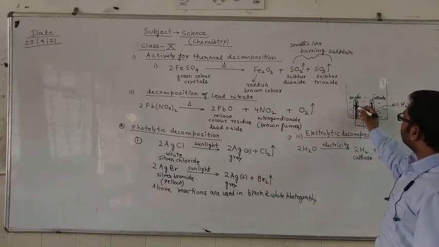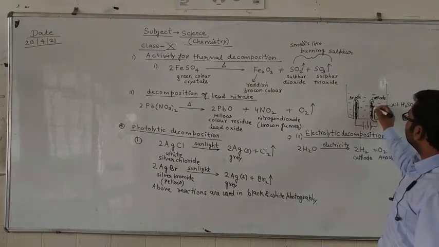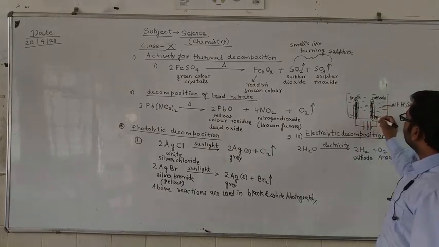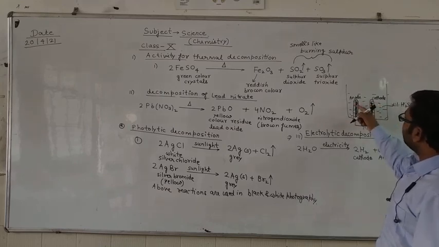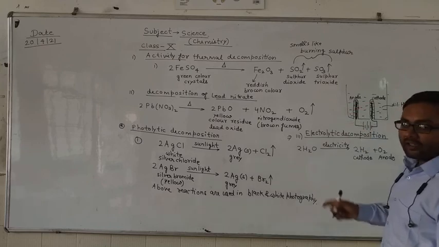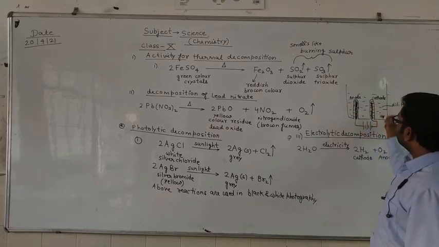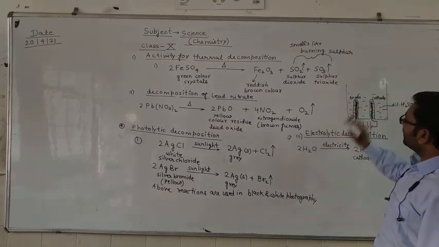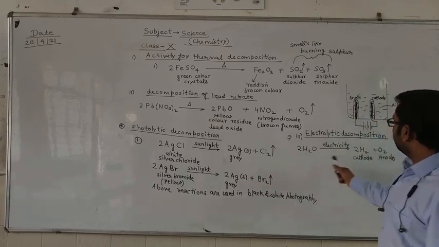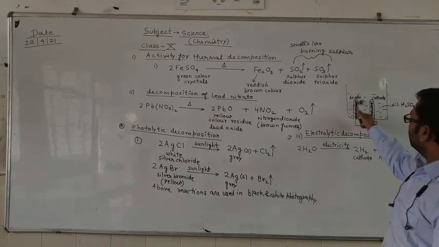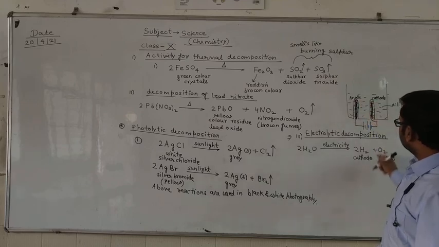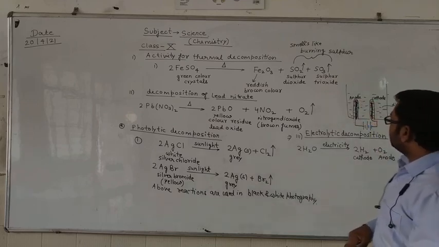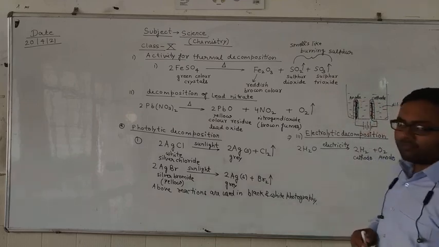Now this water is also present inside the inverted test tubes, along with the two graphite electrodes, cathode and anode. When electricity is passed through these electrodes, the water starts decomposing, and at the cathode we get hydrogen, and at the anode we will see bubbles of oxygen gas. So this is called electrolytic decomposition of water.